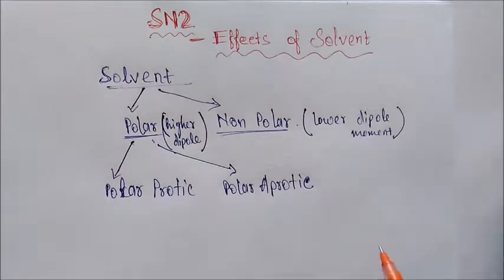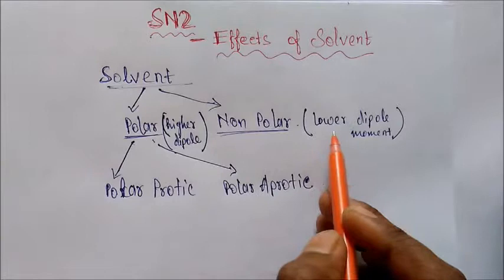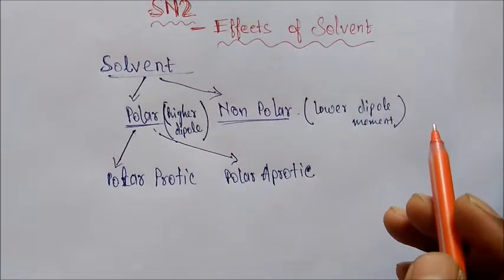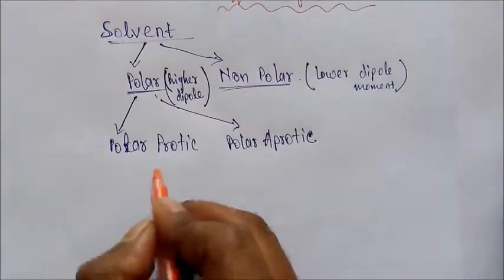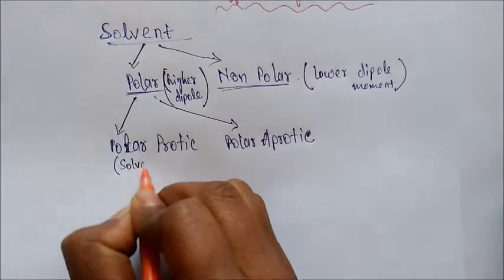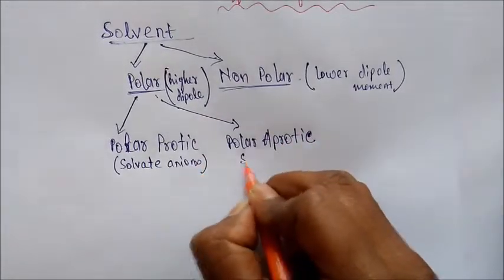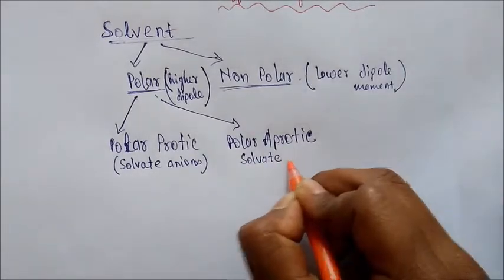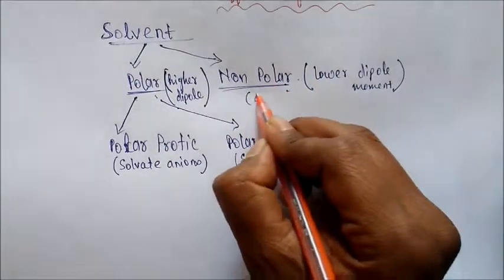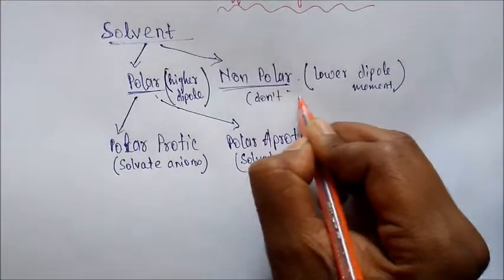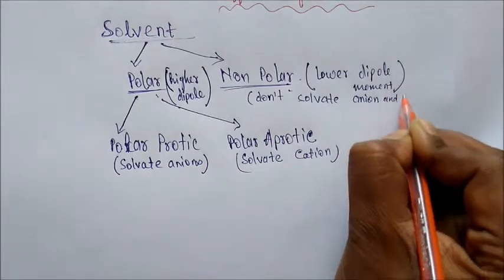Earlier, in the first video, the video on the Sn1 reaction, and in the general organic chemistry video, I discussed the polar protic, polar aprotic and non-polar solvents, also with examples. So if you don't know about these solvents, let me tell it again. Polar protic solvates anions, polar aprotic solvates cations, and non-polar doesn't solvate anions and cations.